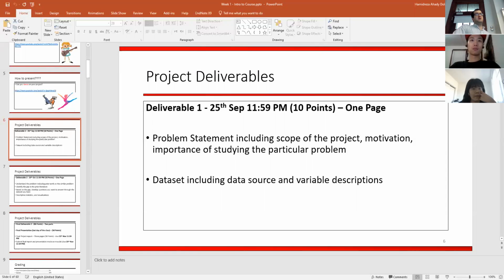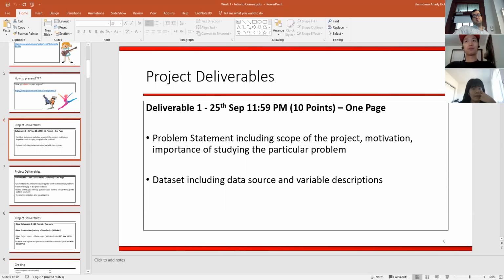It could be you want to predict survival of patients or anything that needs some data processing. And at the end, you get some value from your processes. So it will be your project. In the first delivery, you need to find a scope of the project, motivation, and importance of the study. For example, what you expect at the end of the project.